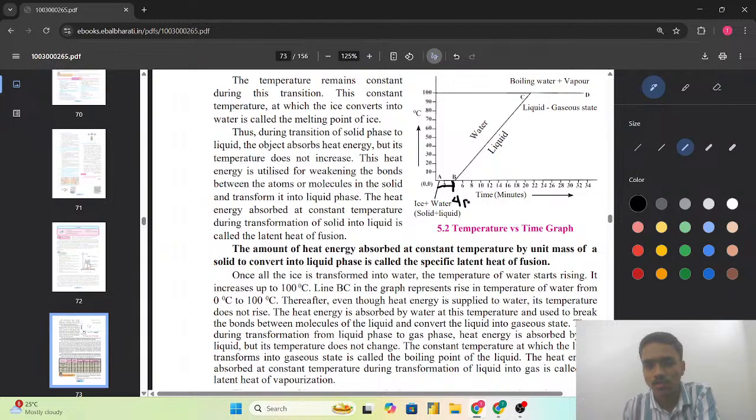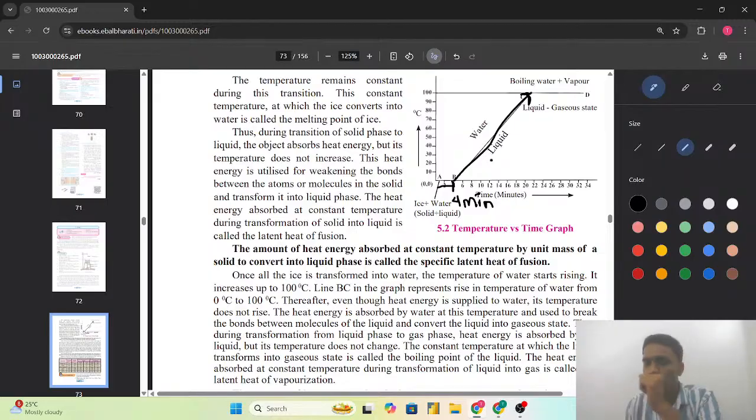So we can say here, till the 4 minute the ice is in the ice state only. After that, it starts converting into the water. So from that, here we can see the graph, which is rising linearly.